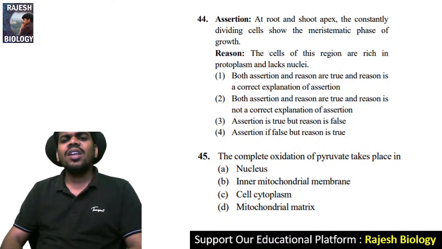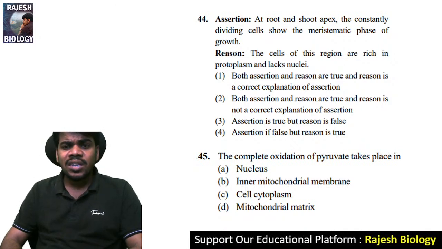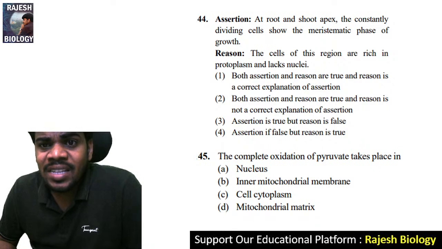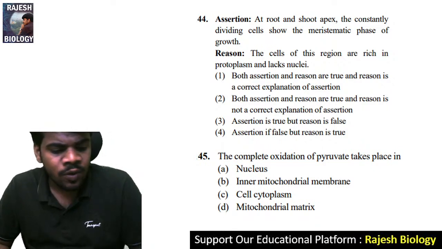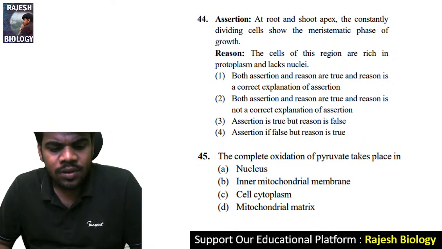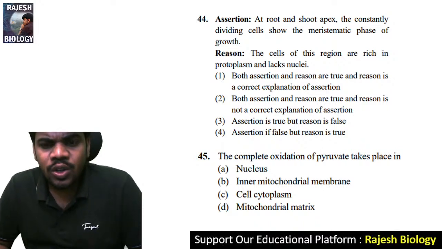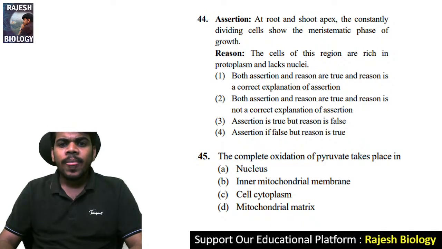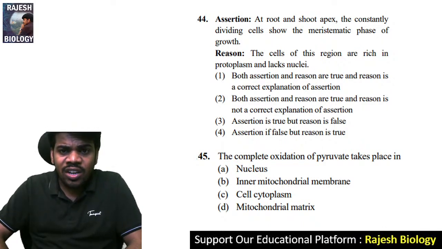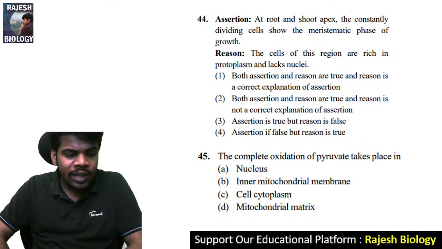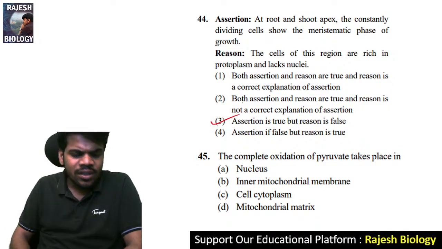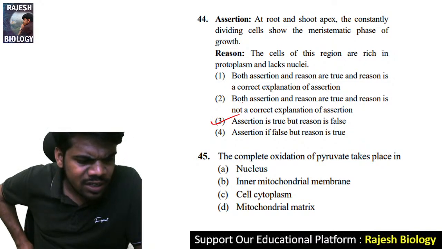Assertion: at root and shoot apex, the constantly dividing cells show meristematic phase of growth. That is the assertion, correct. Reason: the cells of this region are rich in protoplasm and lack nuclei. Nuclei are present, I think. So the reason is wrong, the assertion is right. 44, the right answer is 3.